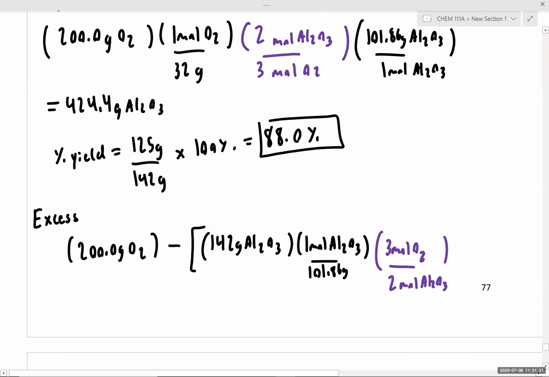Finally, we know that we have 32 grams per 1 mole of oxygen. And if we punch this into our calculator, we see that we'd have roughly 133.1 grams of oxygen in excess.